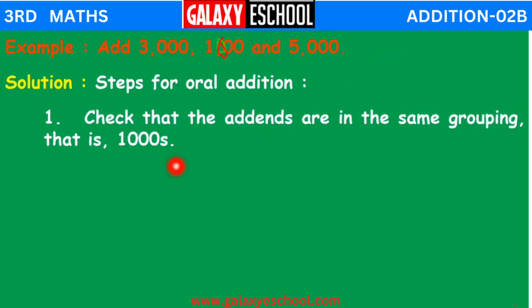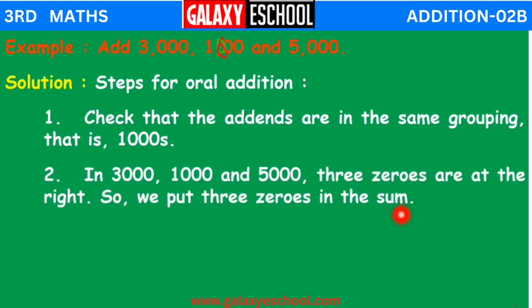See, how are we reading it? 3000. The next number 1000. The last number is 5000. So all the 3 numbers are thousands.